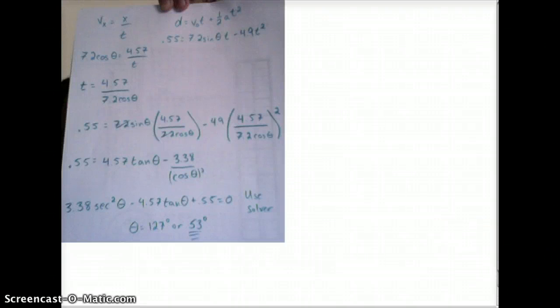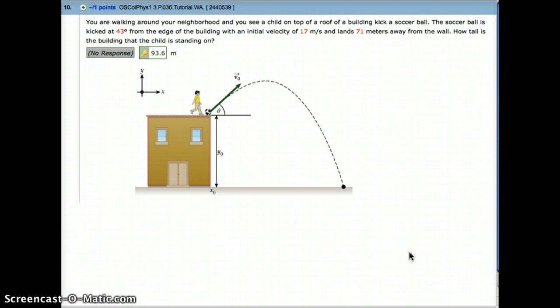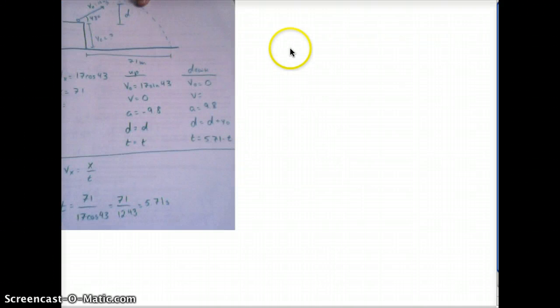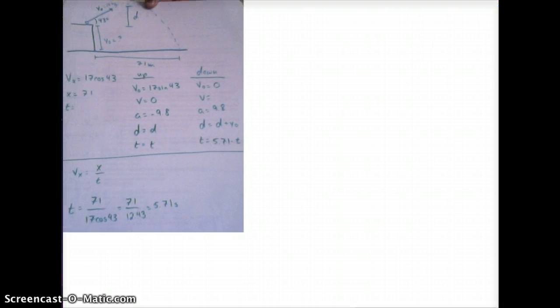Number 10's a little bit better in that, let's see, here we go. This is a girl kicking a ball at a certain velocity at an unknown angle off a building. It goes up and comes back down. They tell us how far away it hits, and we're supposed to solve for how tall the building is.